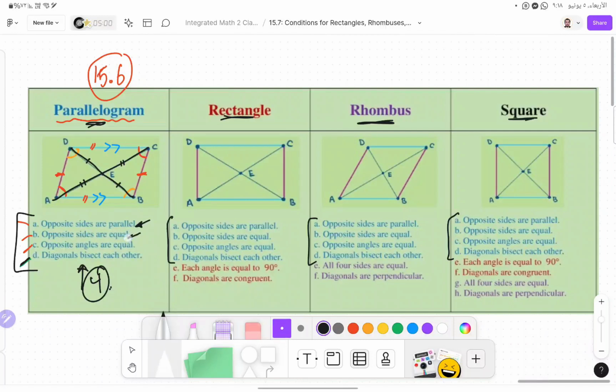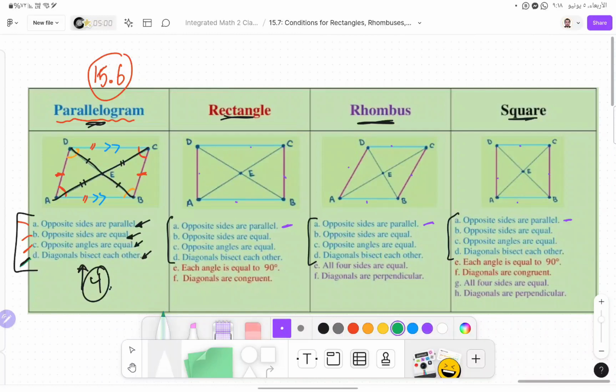Do all of them have opposite sides equal? Yes, opposite sides are equal. Do all of them have opposite angles equal? Yes. Do all the diagonals bisect each other? Yes. So if you want to check what I'm saying, check this one. Here, opposite sides are parallel, opposite sides are parallel, opposite sides are parallel. Look at the graph. All the opposite sides are parallel.